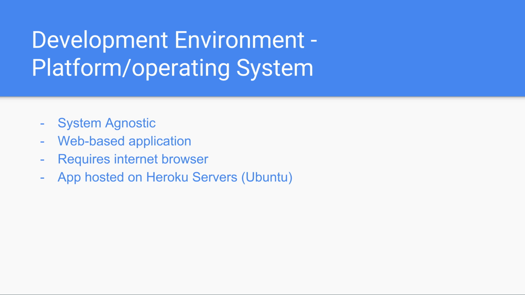So since GITS is a web-based application, the platform and operating system for the end user is irrelevant. The user will simply need an internet browser to be able to access the application. The application will be hosted on Heroku servers, which are free and run on Linux operating system. We chose Heroku for hosting because it integrates well with Node.js apps, as well as integrating with Git, which we will use for version control.